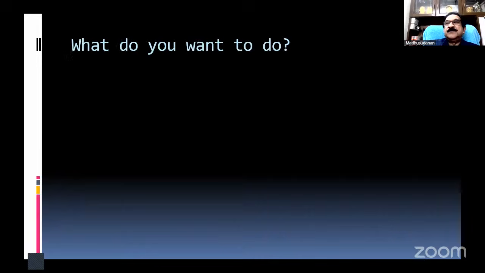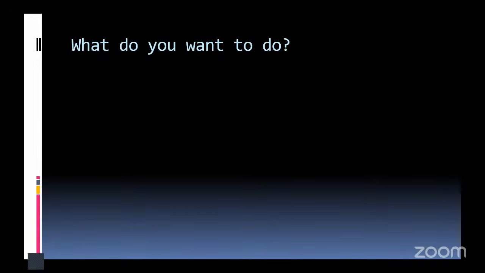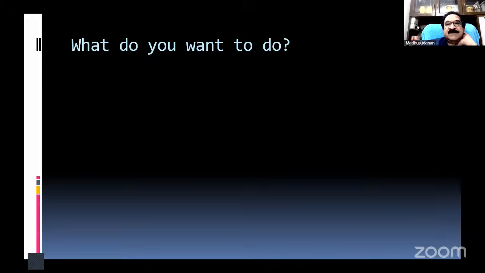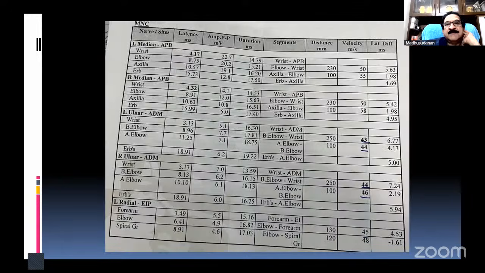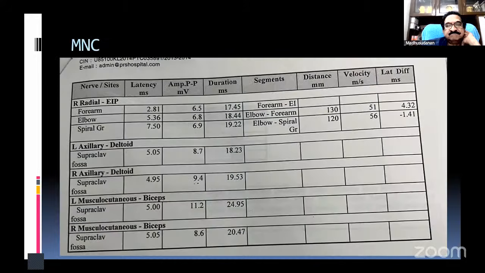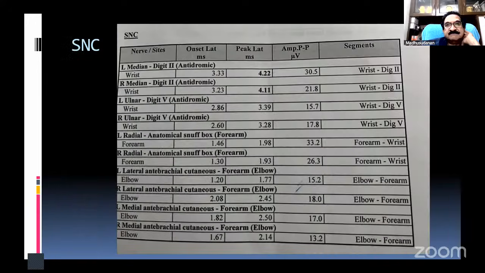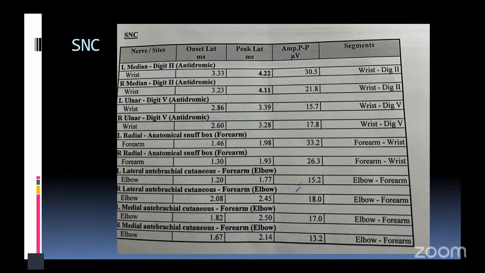This is the one. So what do you want to do? Nerve conduction was done. Essentially normal conduction. That also favors radiculopathy. SNAPs are normal. What will you do? Treat conservatively for the time being.